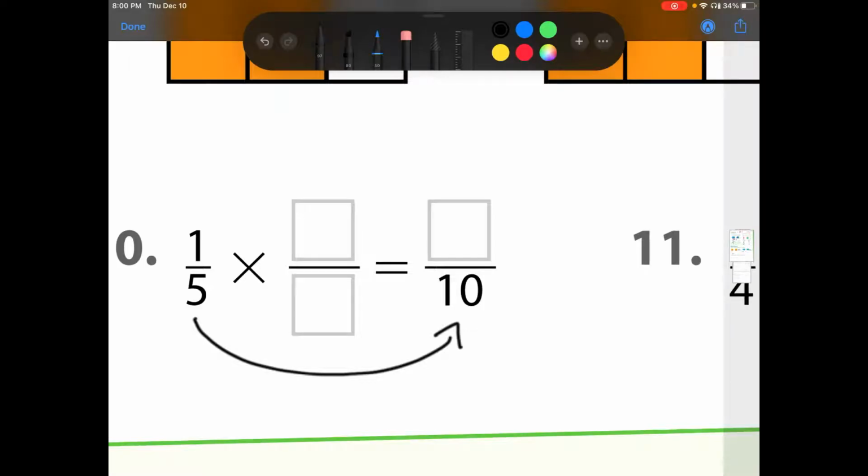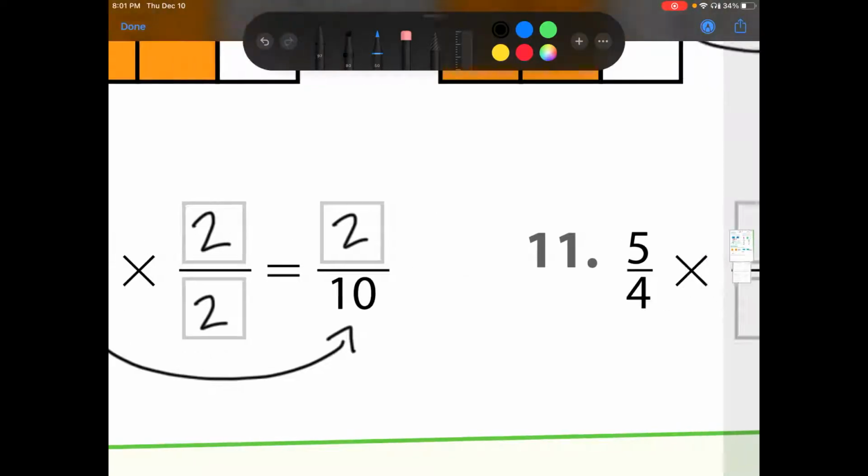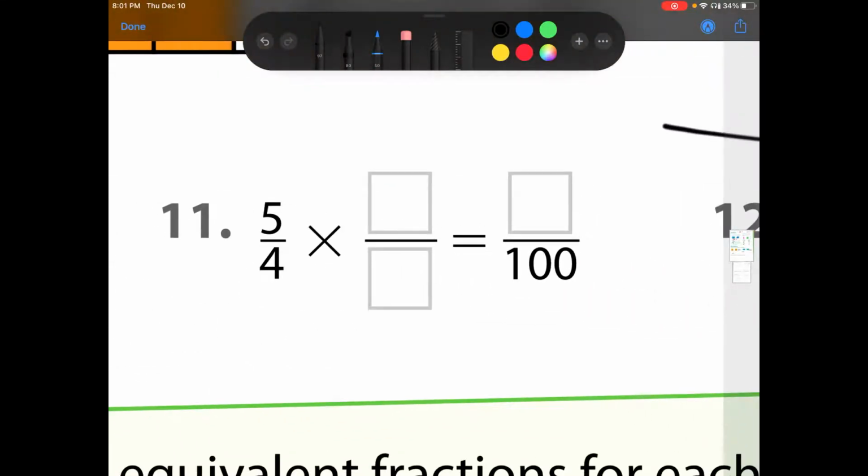What did we multiply it by? Well, we multiplied it by 2. And we have our saying, whatever we do to the denominator, we have to do to the numerator. So we have to multiply the top number by 2 also. 1 times 2 equals 2. Now this is why it's important. We always tell you to know your multiplication facts because it's going to make this so much faster.